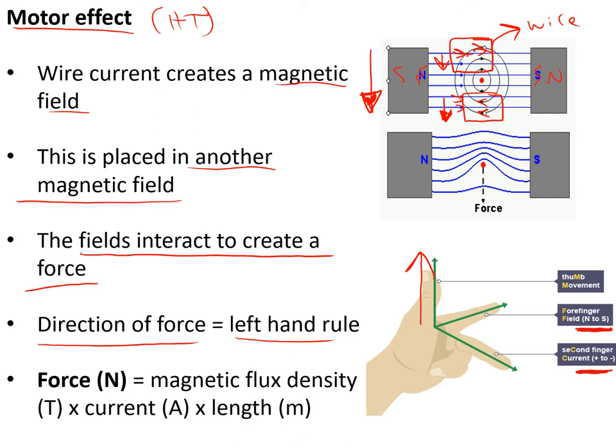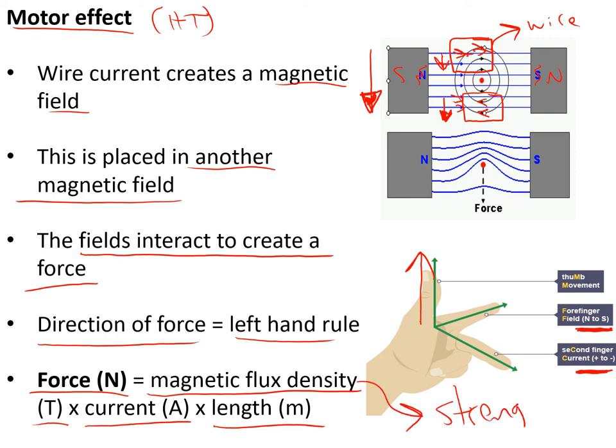And in terms of the overall strength of the force, it's simply the magnetic flux density in Teslas times the current in amps times the length of the wire in meters. So increasing any of those things will increase the strength of the force. And it's worth saying here that this term magnetic flux density is just the strength of a magnet, and this unit, Teslas, is just the unit of magnetic field strength.